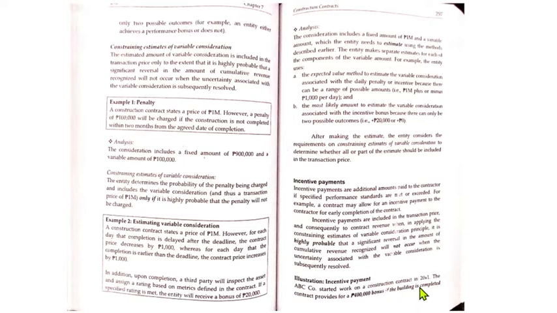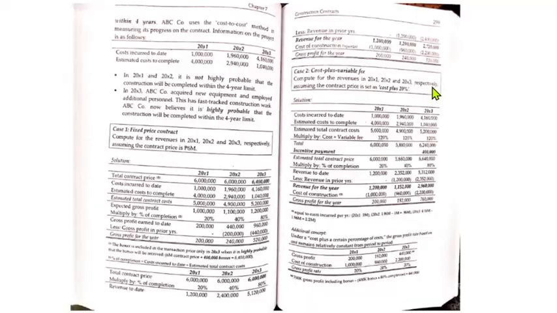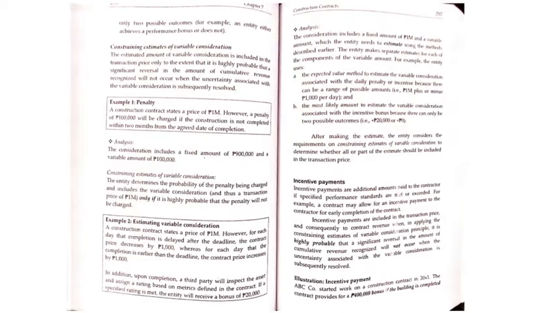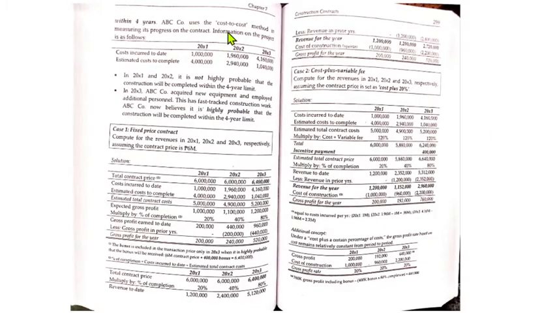ABC started work on a construction contract. The contract provides for a 400,000 bonus if the building is completed within 4 years. So, meron ka daw bonus na 400,000 kapag nakumpleto yung construction ng building within 4 years. So, cost-to-cost method ang ginamit. So, binigyan ka ng data related dyan. So, in 20x1, 20x2, sabi, it is not highly probable that the construction will be completed. So, wala kang bonus based on this.